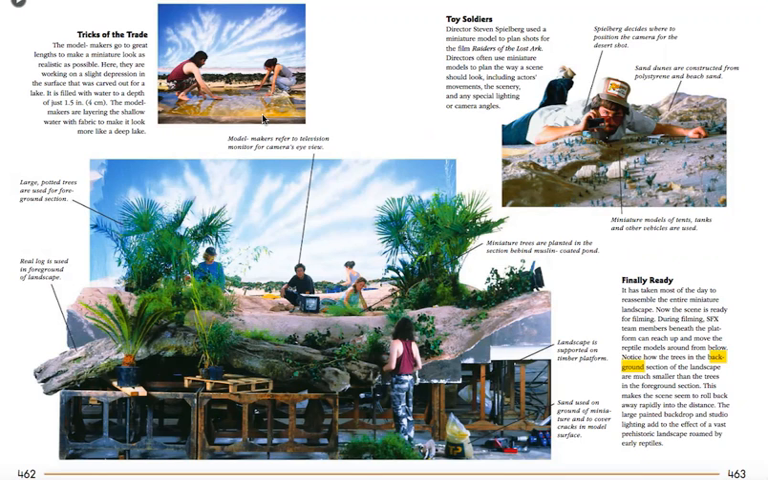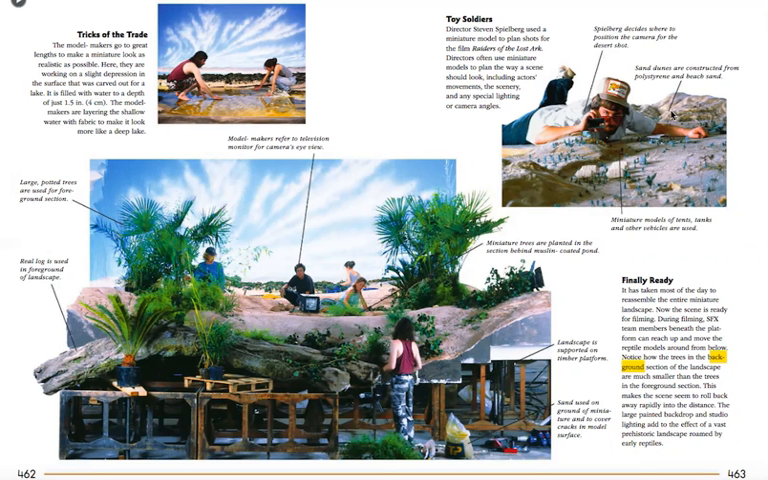Toy soldiers. Director Steven Spielberg used a miniature model to plan shots for the film Raiders of the Lost Ark. Directors often use miniature models to plan the way a scene should look, including actors' movements, the scenery, and any special lighting on camera angles. So it also shows all of the little captions and it points to where it's talking about. So right here it says Spielberg decides where to position the camera for the desert shot.